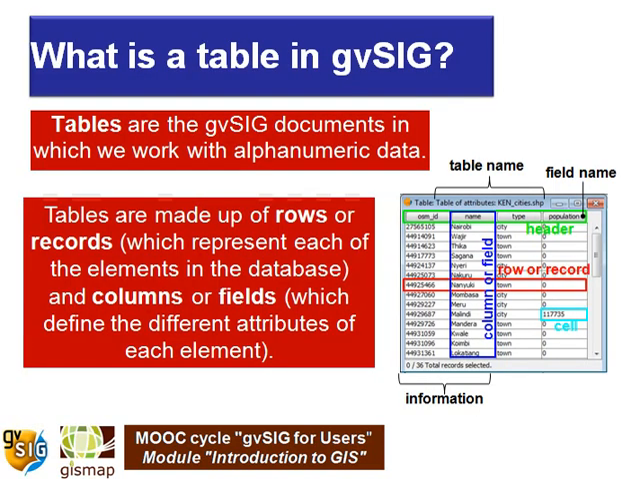So first of all, what is a table in gvSIG? There are documents in which we work with alphanumeric data. Here we have, for example, this table name, the field name that's called header. We have a column or field, a row or record, and a cell.